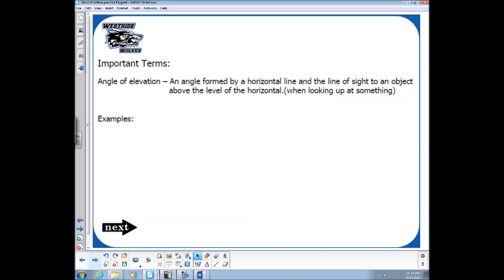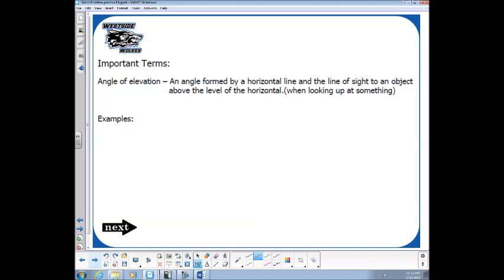Alright, so some terminology when we start to teach trig is we have to learn what the angle of elevation is and how to draw those figures. In the word problems, you'll sometimes see angle of elevation used a lot. An angle of elevation is an angle formed by a horizontal line and the line of sight to an object above the level of the horizontal. So it's when we're looking up at something.